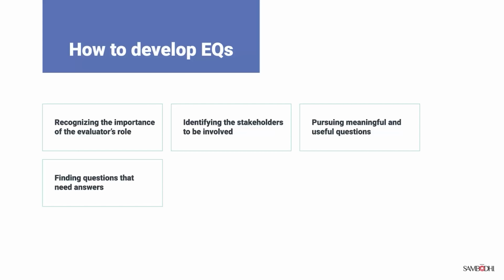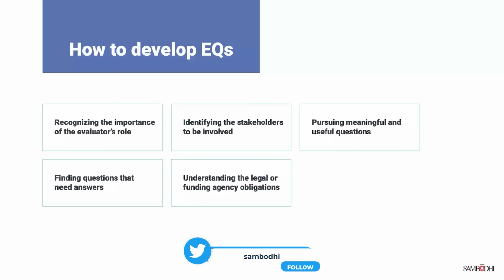Fourth is finding questions that need answers. It's like finding a research gap while starting out research. An evaluation should answer questions that are previously unanswered. Number 5 is understanding the obligations of the legal or funding agency. Questions should be framed to meet the needs of the donor or organizational requirements.